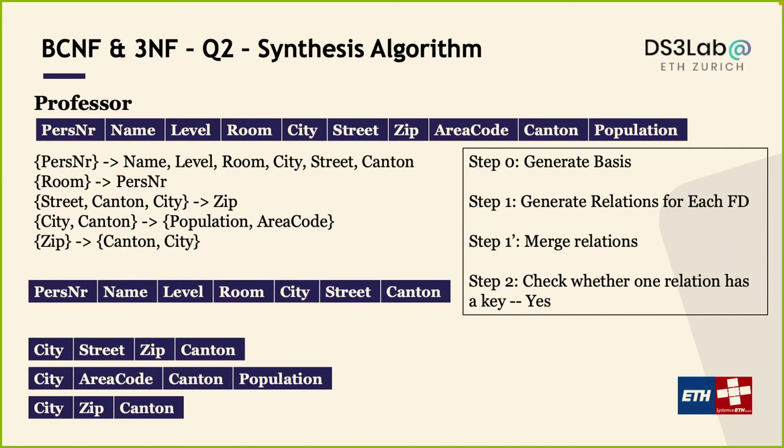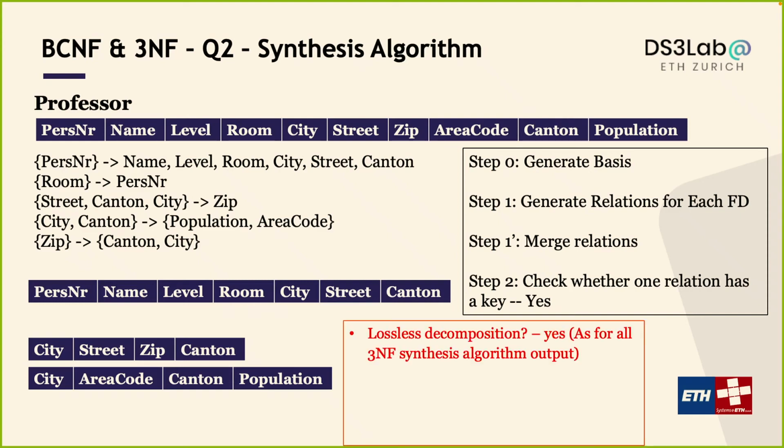And if you look at, for example, I think there's another one. If you look at the last one, city, zip code, and canton, right, that is a subset of the second one, city, street, zip code, and canton. Then you merge them, you keep the big one, right? So once you merge, then you are done, okay? So this is actually how to generate a lossless decomposition of the original relation, where each one of the smaller ones is in third normal form.